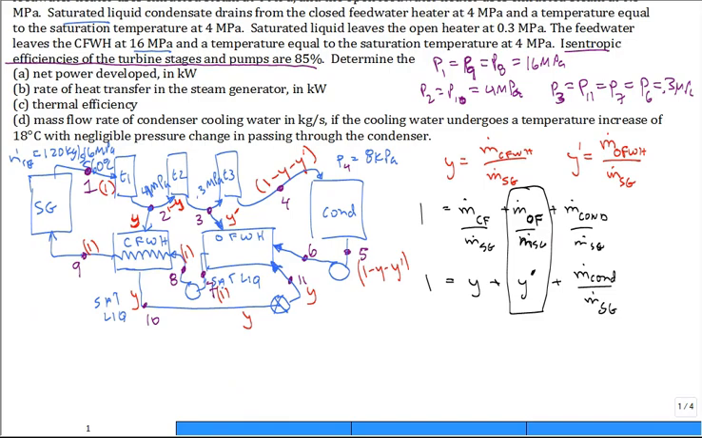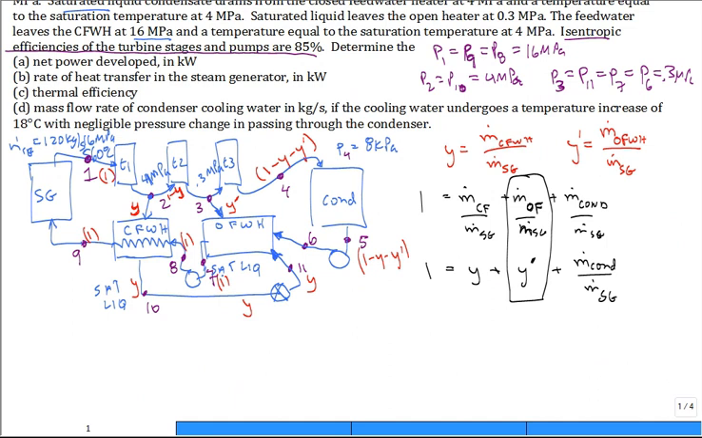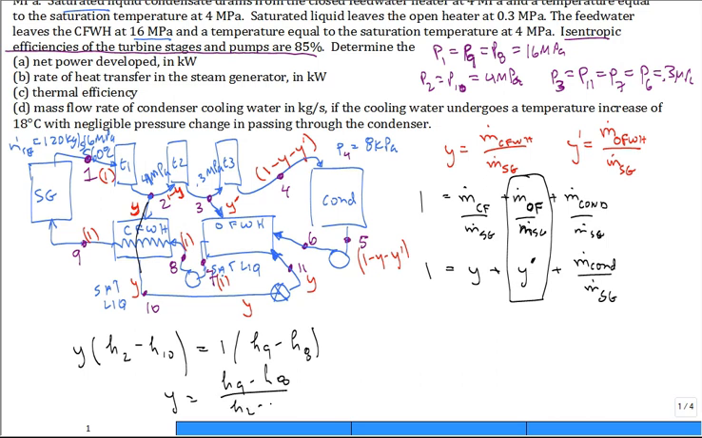If I want to know the equation for y, how do I find the equation for y? Energy balance around the closed feedwater heater. So I'm going to have what comes out of this fluid stream here, which is y times H2 minus H10, goes into this fluid stream here, which is 1 times H9 minus H8. So y is going to be H9 minus H8 divided by H2 minus H10.